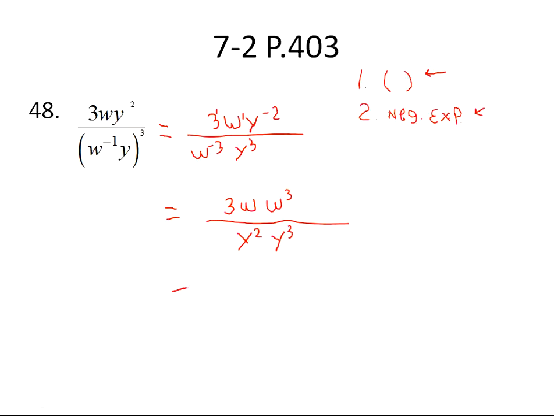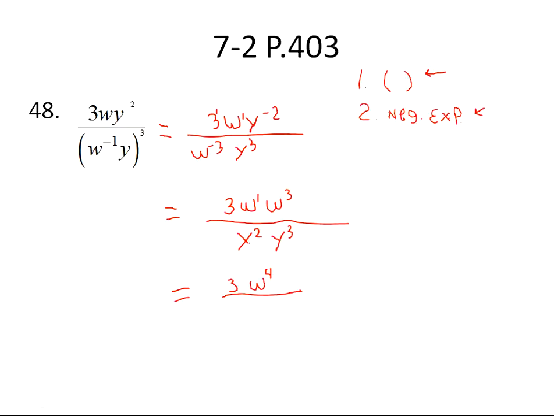Alright, we've gotten rid of the parentheses, we've gotten rid of the negative exponents, so now it's a fairly basic problem. We have 3, and there's no other coefficient to work with, so we leave it at 3. W times w to the third is a situation where we add exponents because we're multiplying powers. So we have 1 plus 3. So it becomes w to the fourth power.